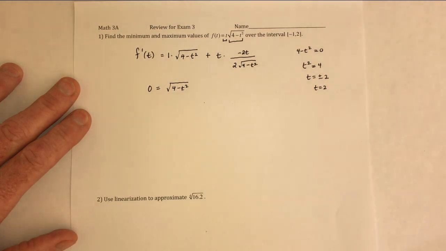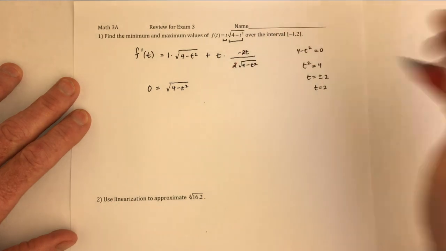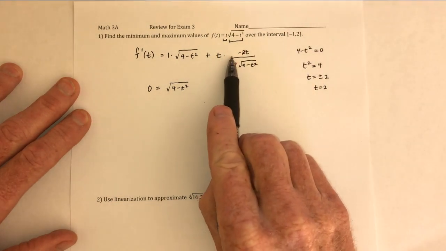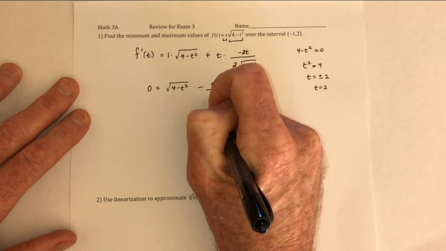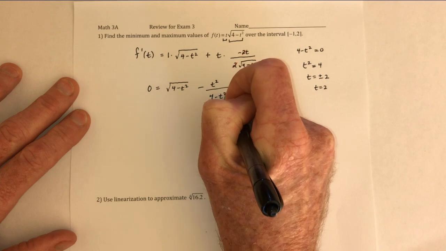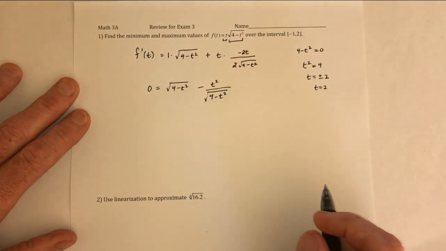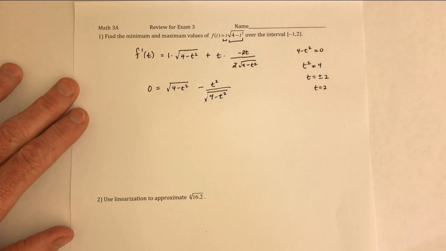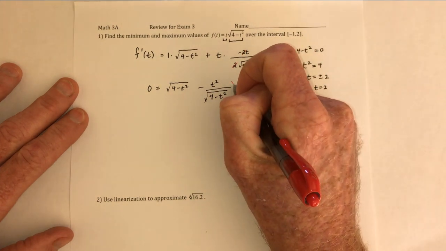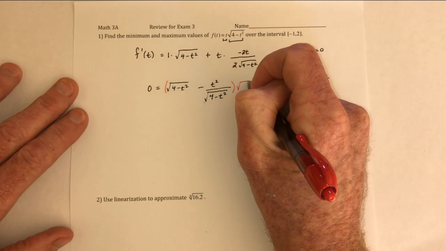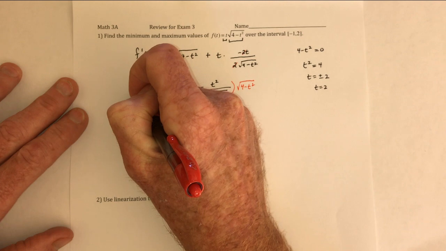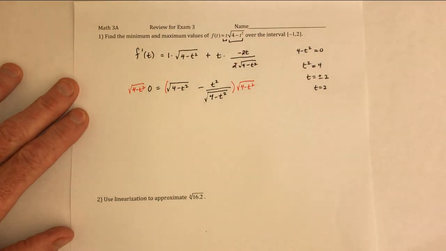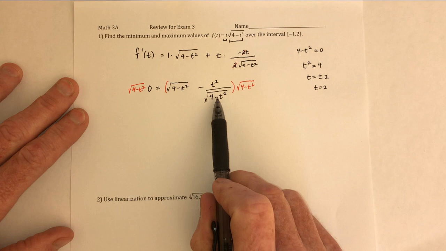So let's see what can cancel over here. The 2's can cancel. And then this part right here is going to be negative t squared. And then it's still divided by 4 minus t squared inside of the square root. Then what I'm going to do is multiply both sides by this square root of 4 minus t squared. The reason for doing that is to get rid of this fraction.